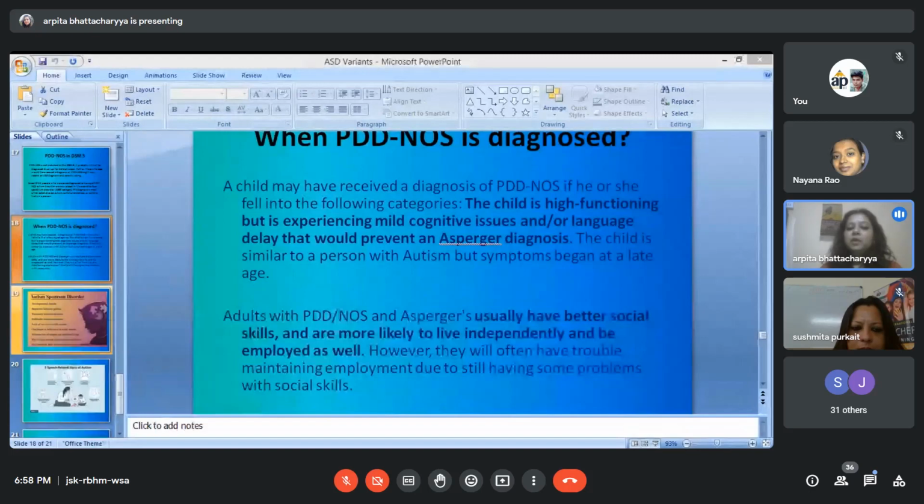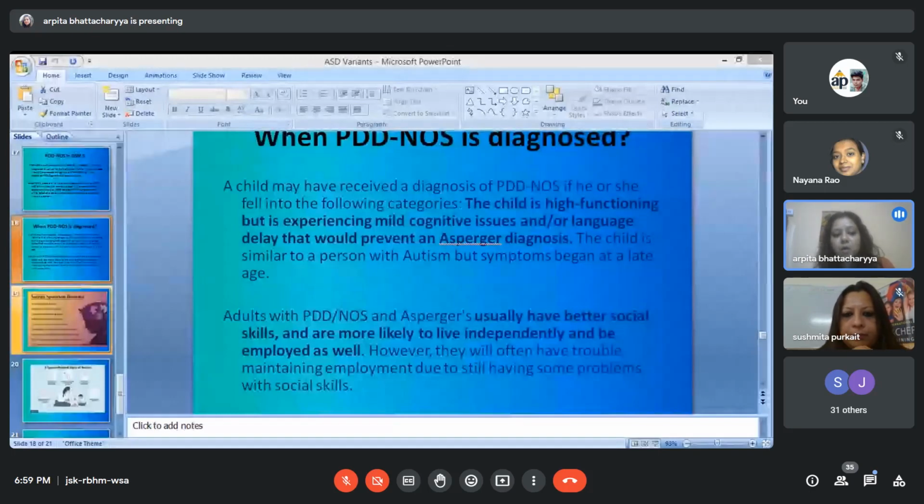So adults with PDD-NOS and Asperger's usually have better social skills and are more likely to live independently and be employed as well. As I said, the severity is much less. So PDD-NOS are on the high functioning range and the severity of symptoms is much less. Their functional ability is much better. So they can have employment. They can do some level of academics as well. Their independent living, we can expect to have them living independently to some extent. There will be problems with social skills, definitely, but otherwise.